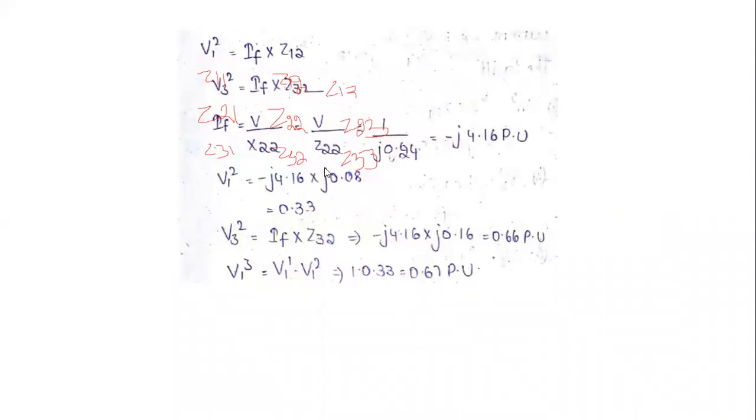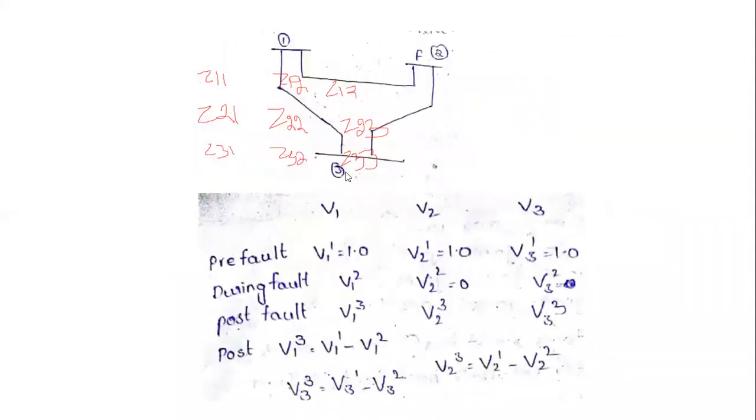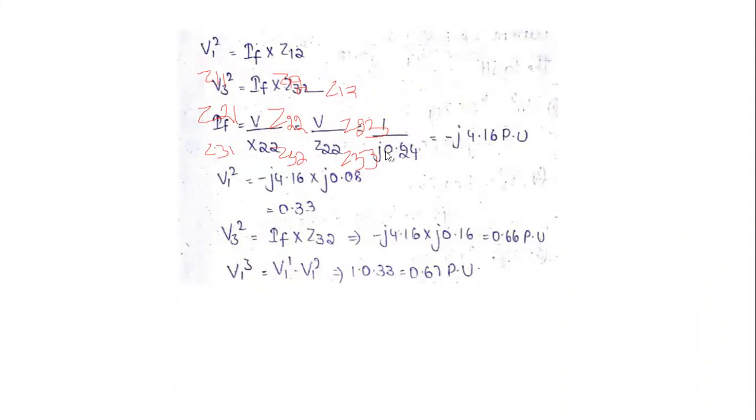This is V by Z22. Therefore Z22 is equal to j0.24, and we substitute Z22 as j0.24. After that we calculate V1 square. Normally current I equals V by Z, therefore V by Z22. Then IF is equal to minus j4.16.